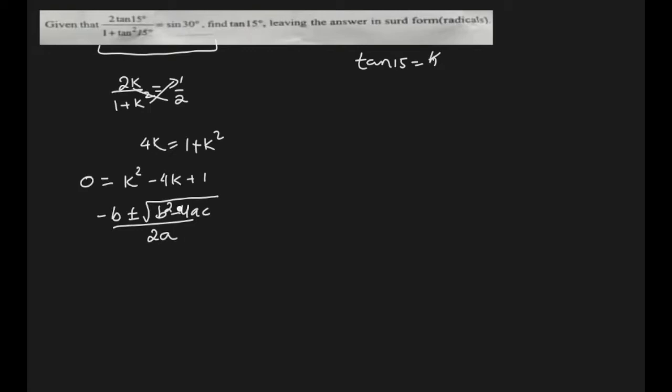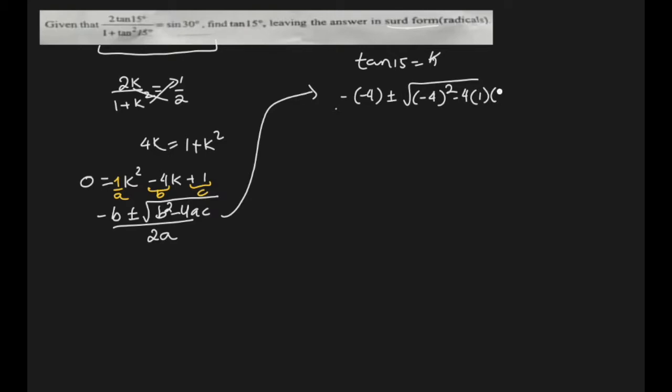We could have used our calculator also, but they have given here clearly the third form and we have to earn the marks, not just give the answer. So let's do it here. This is a 1, minus 4 is b and plus 1 is c. And this is what we're going to use here. So minus 4 plus minus square root of minus 4 square minus 4 times ac over 2a.